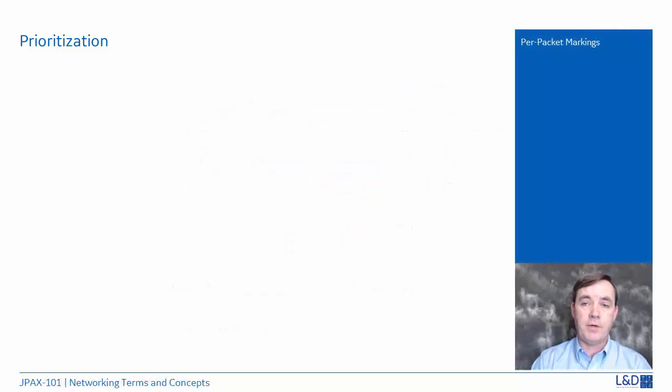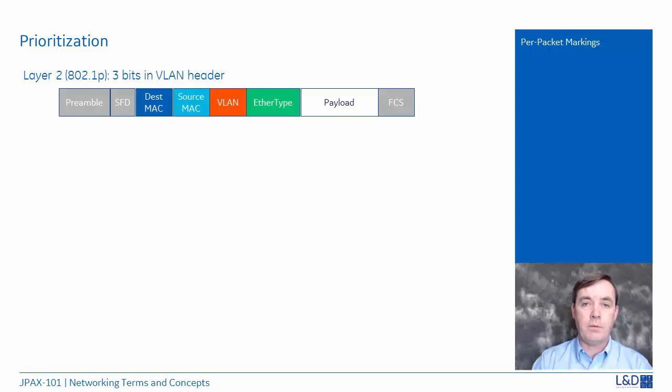Packets that are Layer 2 forwarded can be marked using the 802.1p bits, which are found inside the VLAN header of the packet. This is a 3-bit field that allows a value range of 0 through 7, with 0 being least important and 7 being most important.